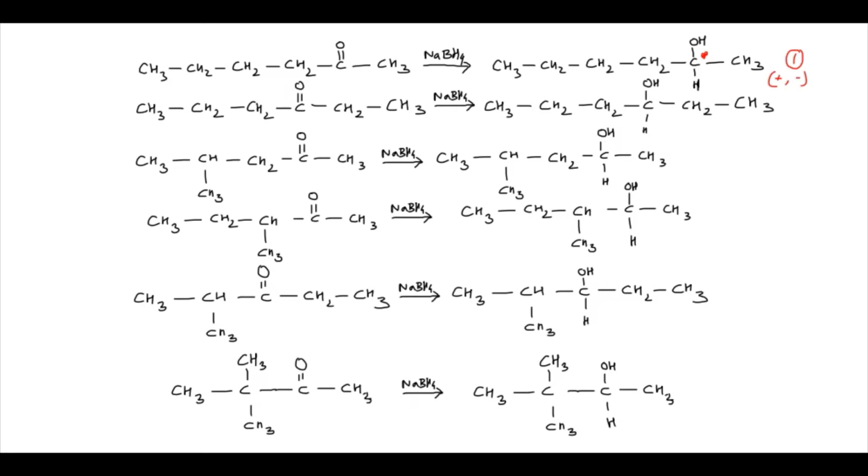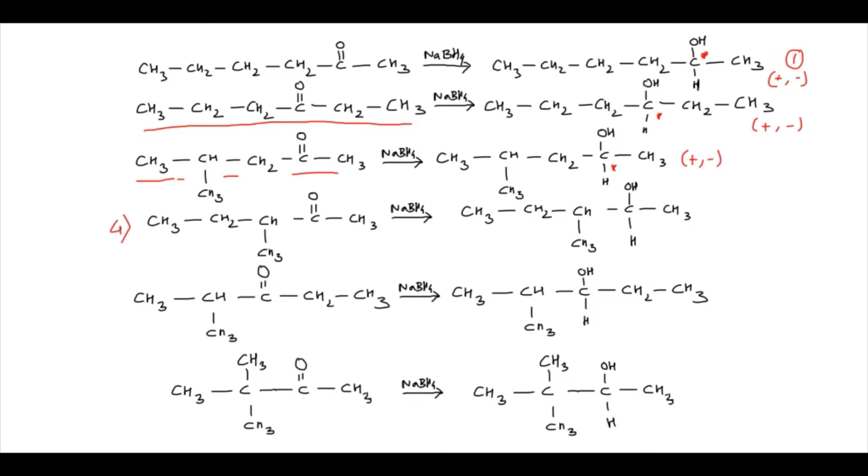In the next case, in the starting material we don't have any chiral carbon, and after the reaction with sodium borohydride we get one chiral carbon. That means a racemic mixture will form with both enantiomers in equal amount. In case of option 3, here also we don't have any chiral center in the starting material, but after the reduction we get one chiral center, and hence this will be a racemic mixture with both plus and minus enantiomers in the same amount.